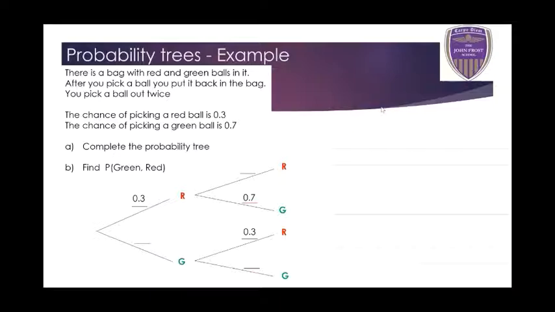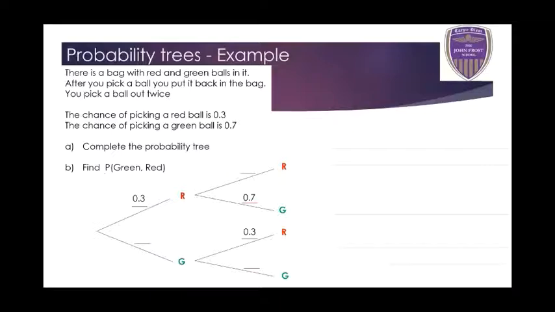There is a bag with red and green balls in it. After you pick a ball, you then put it straight back in the bag, and then you pick out another ball. So you're going to be taking a ball out of a bag twice. The chance of picking a red ball out of the bag is 0.3, and the chance of picking a green ball is 0.7. We're asked to complete the probability tree and then find P(green, red).